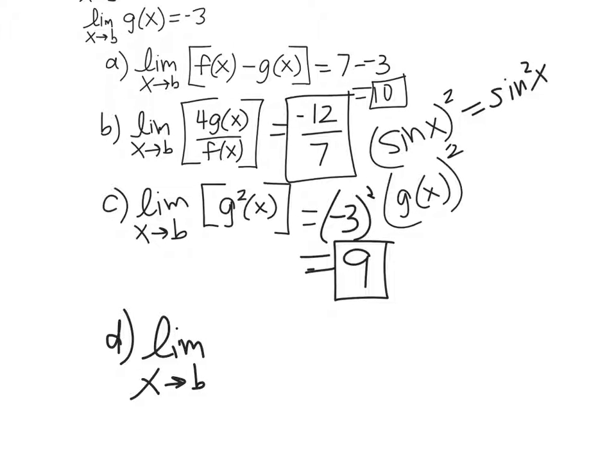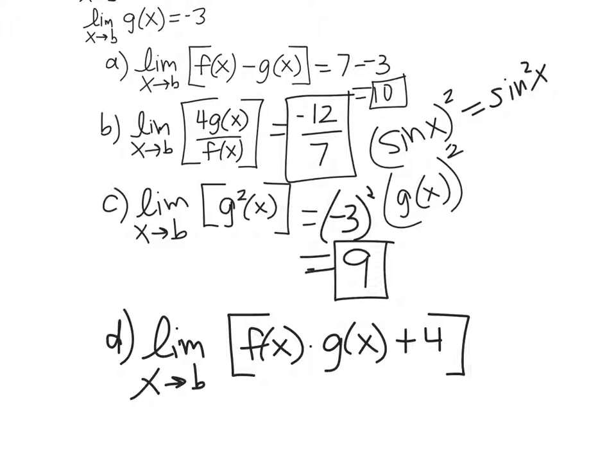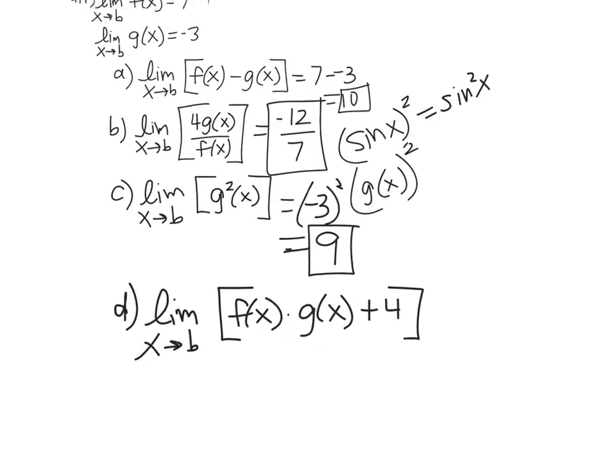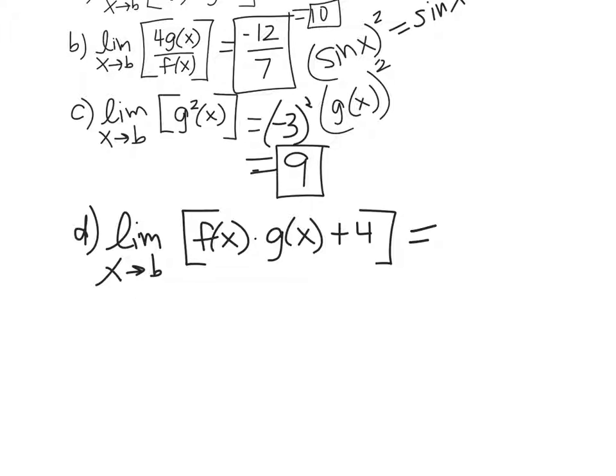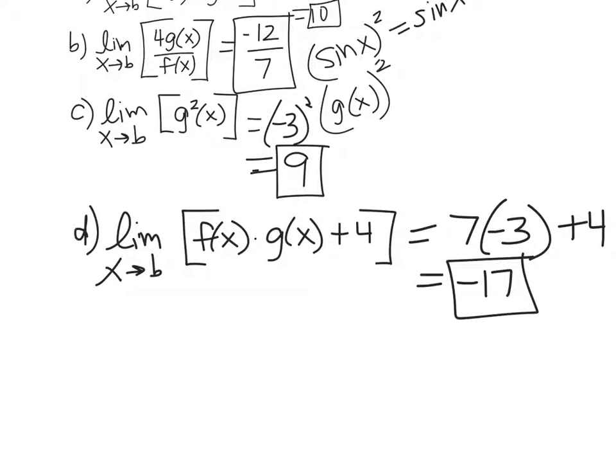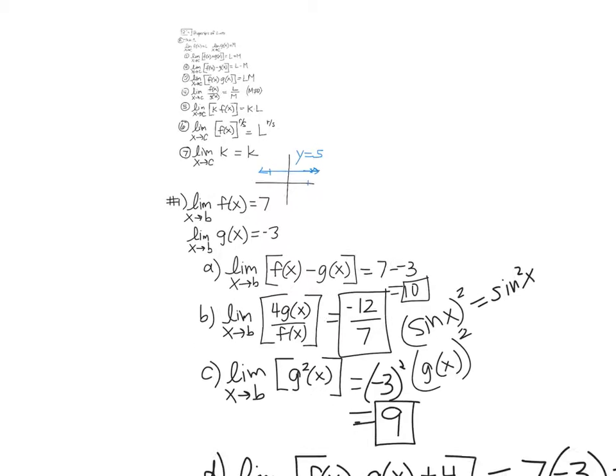Okay, limit as x goes to b, f of x times g of x plus 4. And it's exactly what your intuition is telling you it is. There's no weird stuff going on here. It's not like log properties where a plus means a times. So you take them individually. The limit of f of x, they gave it, was 7, and g of x was -3, and the limit of a constant is just a constant. And so you end up getting what? -17. Perfect. Good job.